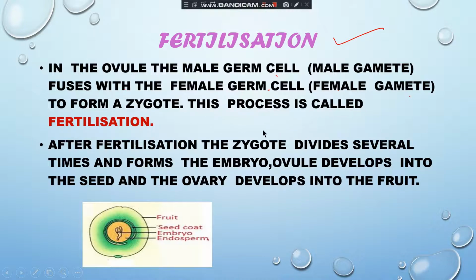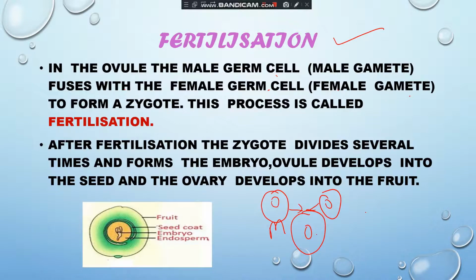Now, what happened in the plant after the fertilization? After the fertilization, the zygote. Zygote is actually one single cell. How does it form? It is the male sex cell. It is the female sex cell. When they fuse, they form a single cell that is called zygote.